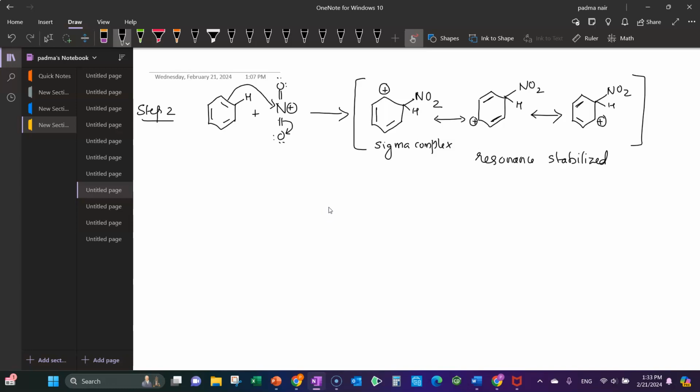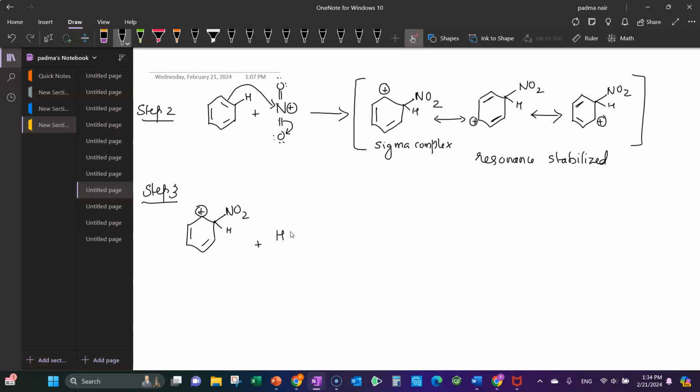Resonance stabilized sigma complex. Finally, in step 3, we can pick up any of these sigma complexes. Pick up the first one, it doesn't matter which one you pick. So I'm picking the first sigma complex, which I drew with my NO2 there and the hydrogen. Now this is the step where the acid-base reaction takes place. We need to remove this proton. So this acts as an acid. What will be the base here? The base would be the HSO4 minus, which was generated in my step number 1.